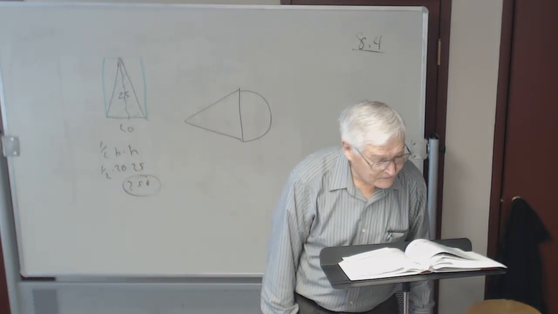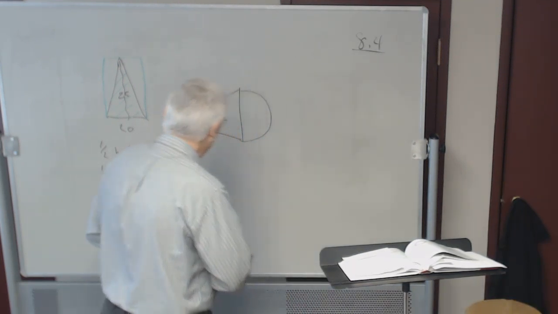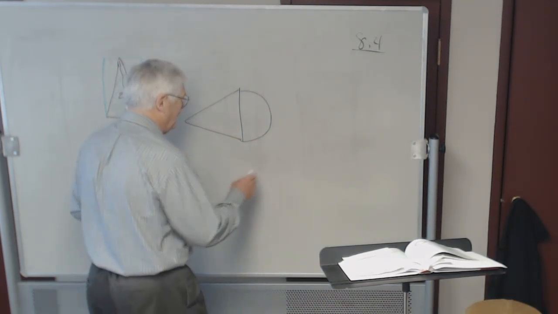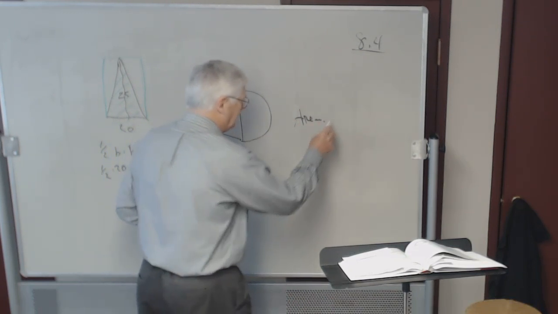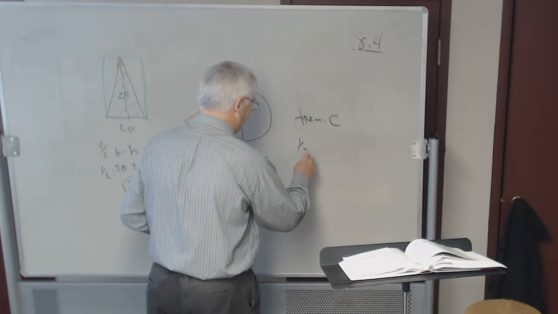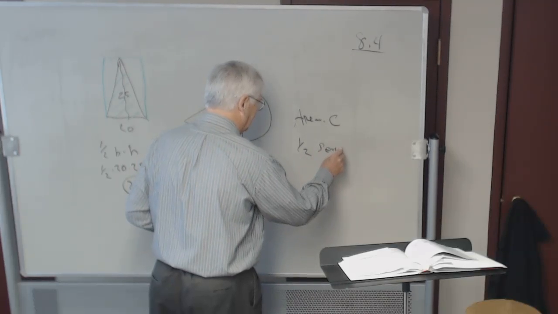Then the semicircle, we'll have to find the area of the circle and then take half of it for a semicircle.